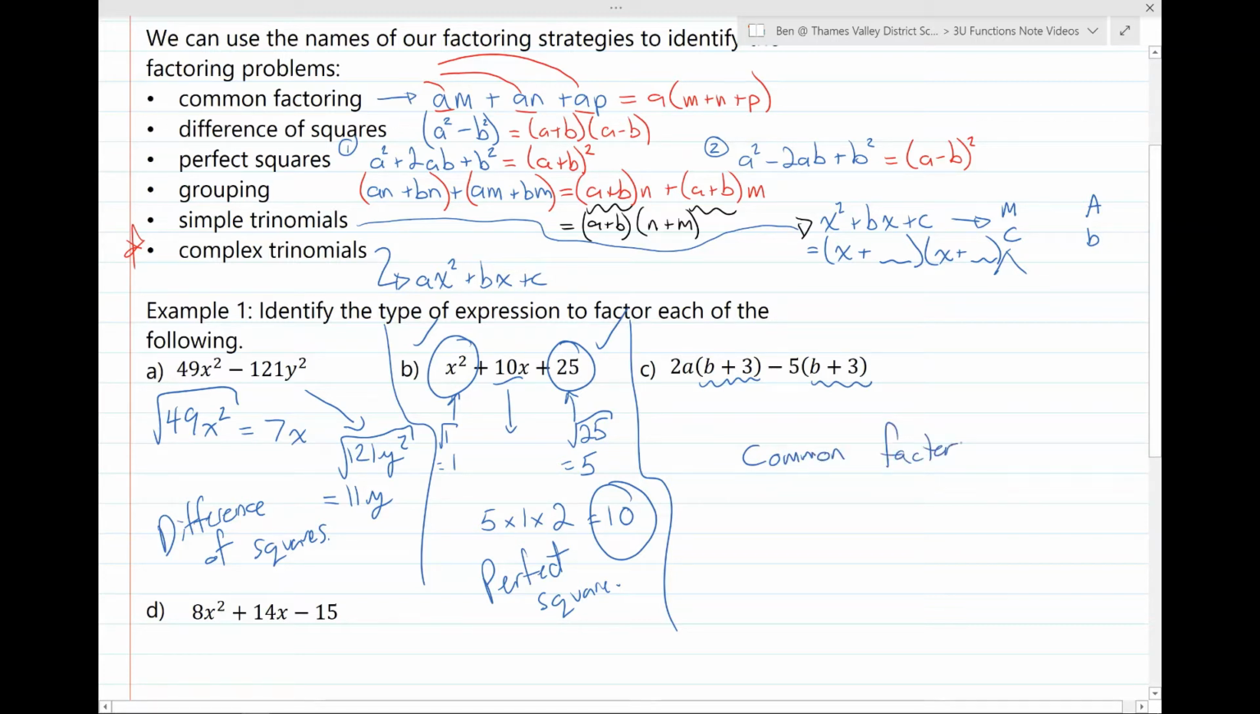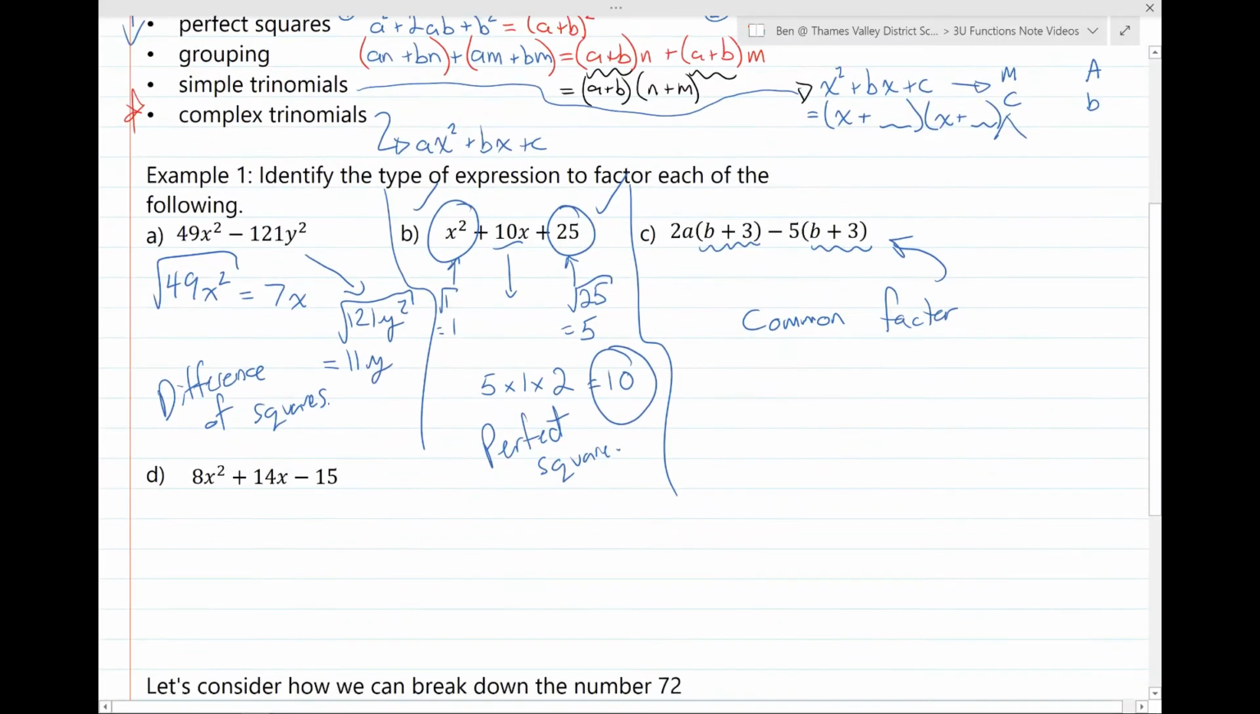Now, this one is actually a partially solved grouping problem. If you recognize that as grouping, then that's fine. That's just the way your brain works through it. That's fantastic. You can use that to solve it.